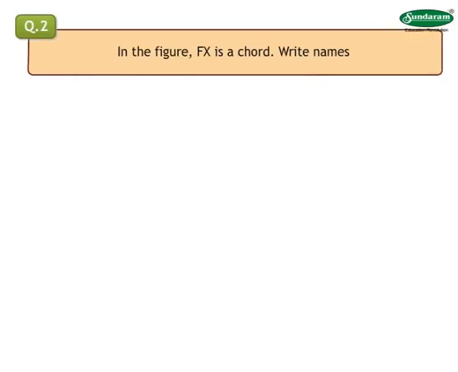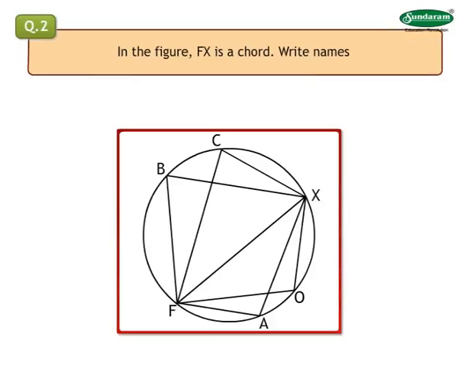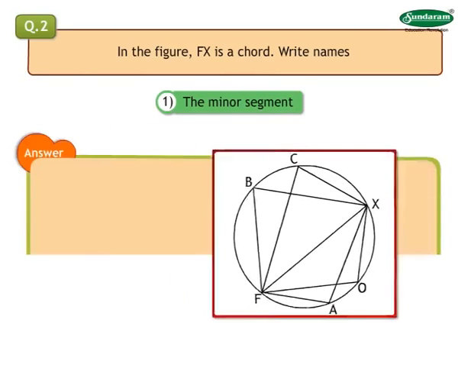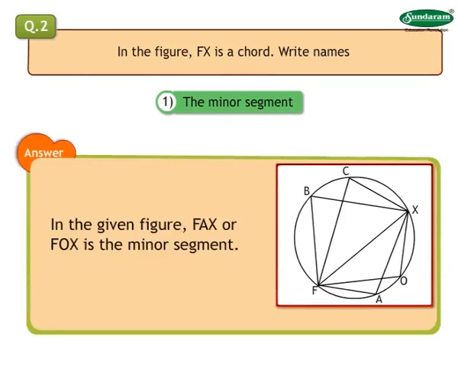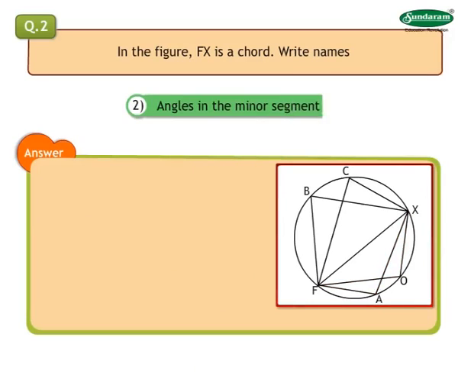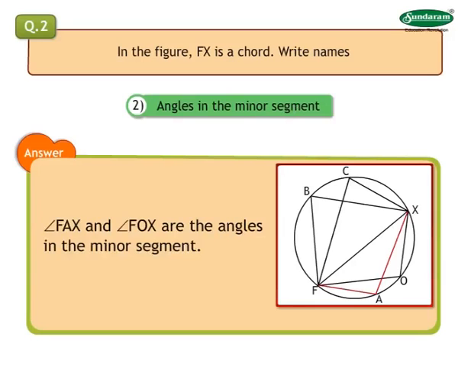Question 2. In the figure, FX is a chord. Write names of 1. The minor segment. Answer. In the given figure, FAX or FOX is the minor segment. 2. Angles in the minor segment. Answer. Angle FAX and angle FOX are the angles in the minor segment.